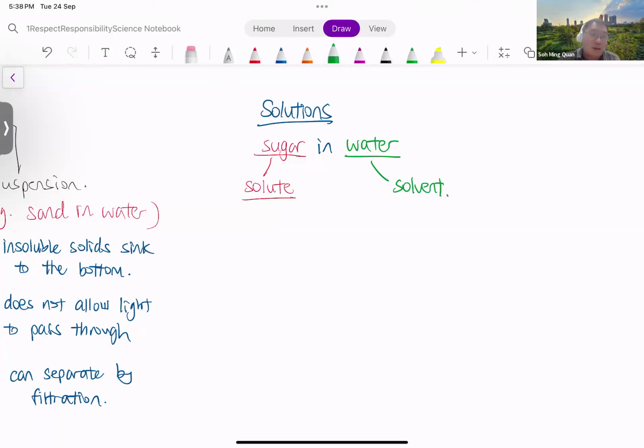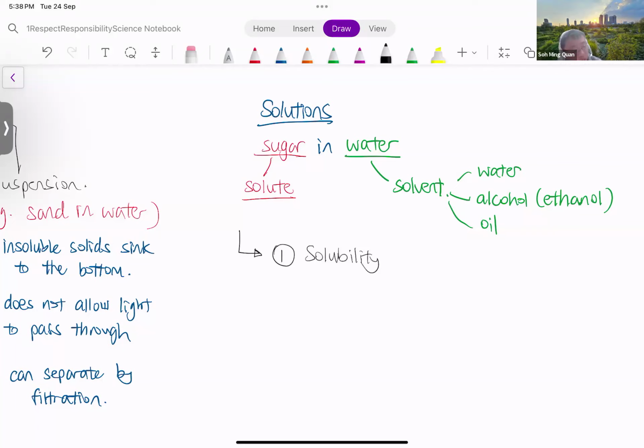Now, is water the only kind of solvent? The answer is no. There are other types of solvents as well. Take for example, there is water. Sometimes you use alcohol, more commonly ethanol. Ethanol is a type of alcohol. Sometimes you even use oil as the solvent. So oil can dissolve certain things as well. Okay, so there are many types of solvents. Of course, changing the solvent would mean that I change the solubility. And this gives rise to the two concepts that we're going to go through: solubility, as well as rate of dissolving, which we actually started together in class today as part of the revision.